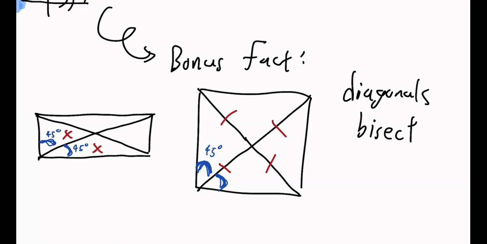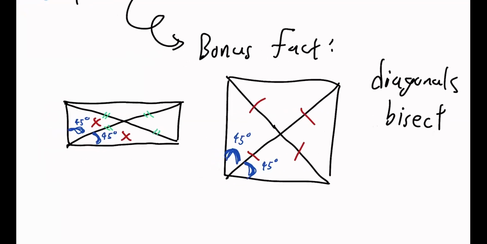Even though for a rectangle, another bonus fact, the diagonals bisect each other. Actually all four are equal. So you have an isosceles triangle here and there, and here and there as well. But now that you know it's 45 degrees, that must mean that it's a unique feature of a special kind of rectangle known as a square.